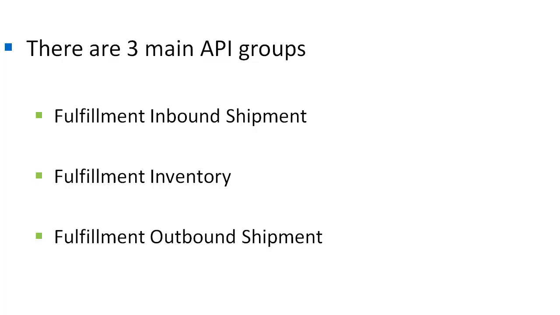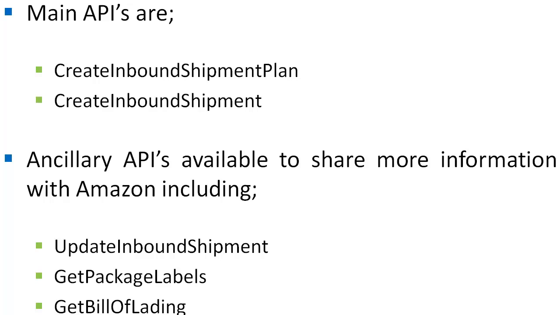So getting into the 3 API groups then, the fulfillment area is broken down into inbound, inventory, and outbound. And I'll cover each of those in a bit of detail now. The inbound shipment area of the APIs covers the shipment of your products as a seller into an Amazon fulfillment center. And 2 of the most important APIs in that suite are the Create Inbound Shipment Plan and the Create Inbound Shipment APIs.